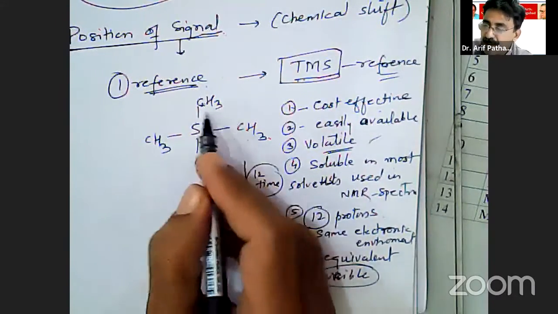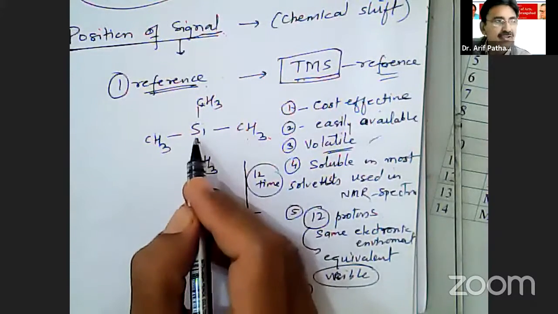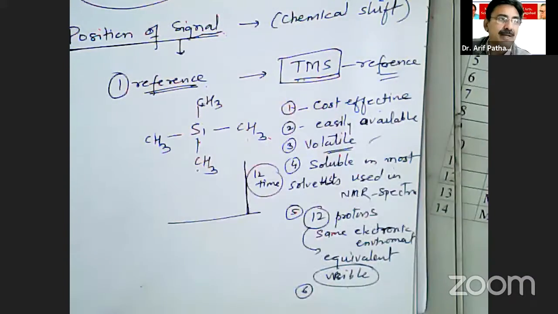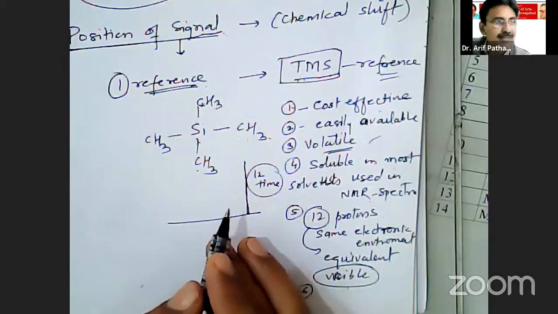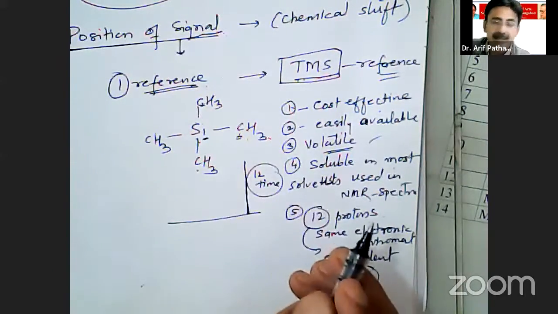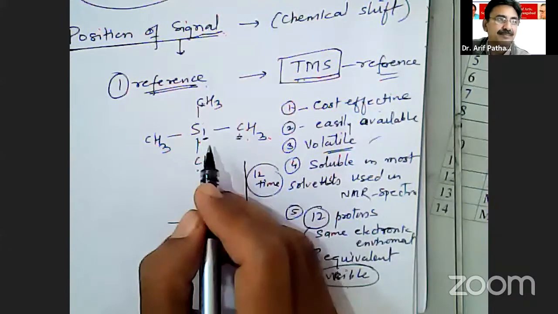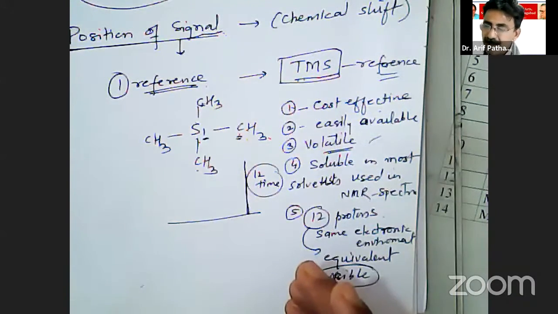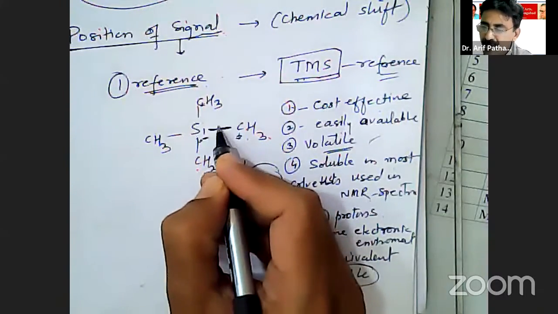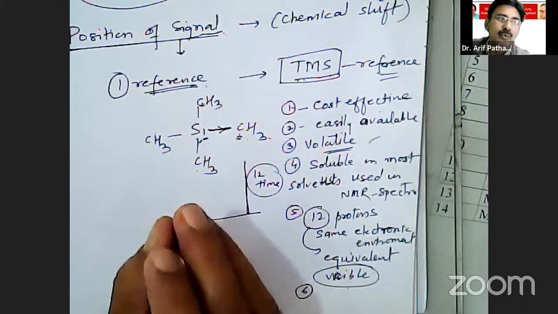These 4 CH3 groups are attached to silicon, and the electronegativity of this carbon and the silicon, if we compare, then carbon is more electronegative as compared to silicon, and therefore carbon silicon bonding electrons will be slightly more diverted towards carbon.